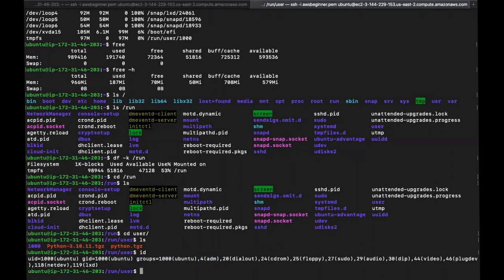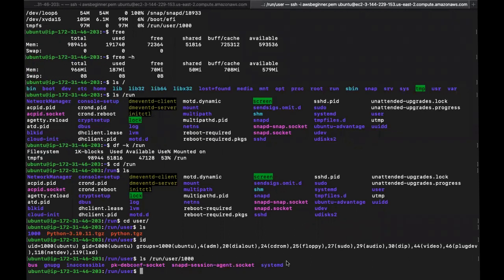We could do ls into run, then ls into user. And since we have 1000 here inside this user, we could ls into 1000 and find what's happening there, right? You can see all of the different temporary processes found inside this user. So Linux stores temporary data about the user here as well. In case you need to do some debugging, you can find all the processes on this particular user here. So that'll be the end of this video.